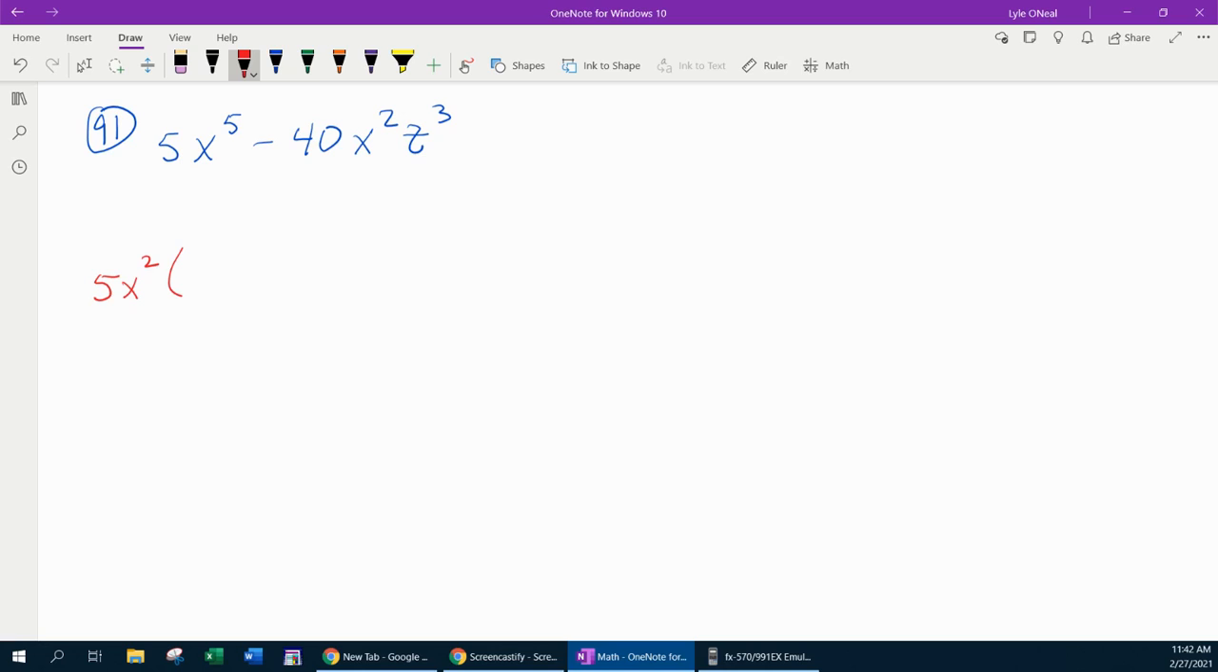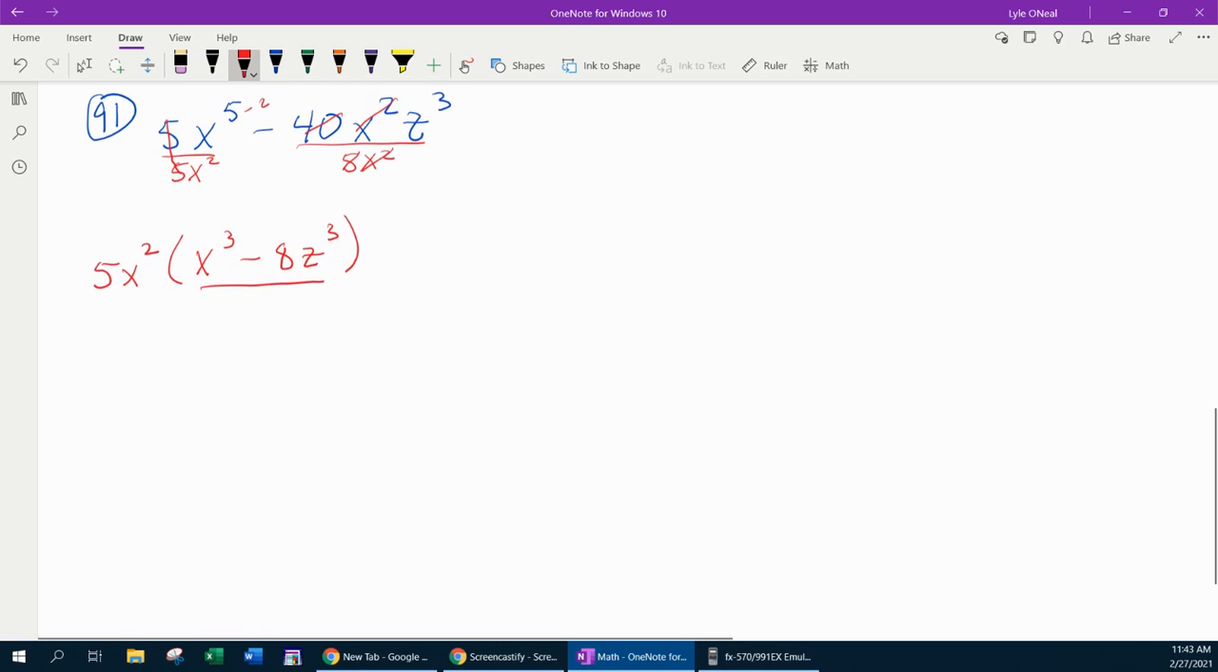Now, to figure out what's left over, remember you simply divide. So we're going to divide both terms by 5x squared. Here the 5's are going to cancel. And for the x's, 5 take away 2 leaves me a 3. So I'm going to have an x cubed left. And then 5 goes into 40 8 times. X squareds are going to cancel completely, and that will leave me the z cubed. So that takes care of the factor out step. Now we need to look in the parentheses and see if that will factor further. And it just so happens it does, okay? So this is the difference of two cubes. X makes x to the third.